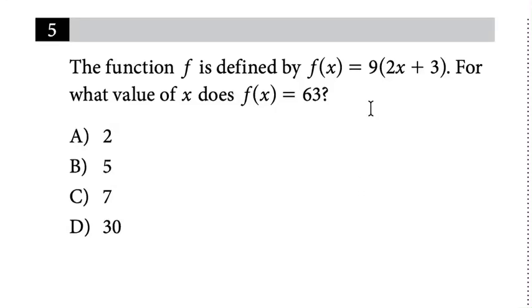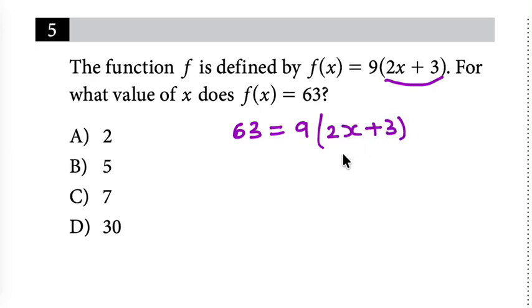Okay, let's do question 5 now. The function f is defined by f(x) = 9(2x + 3). For what value of x does f(x) = 63? Okay, f(x) is equal to 63. That means we have to replace f(x) with 63, and this is 9(2x + 3).